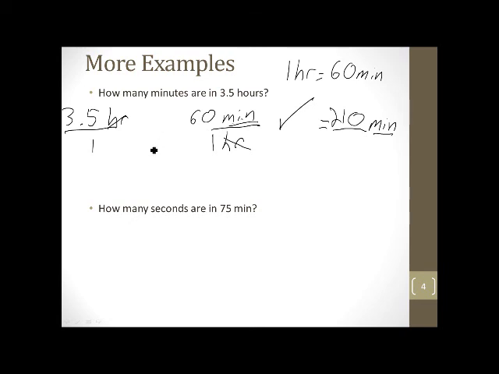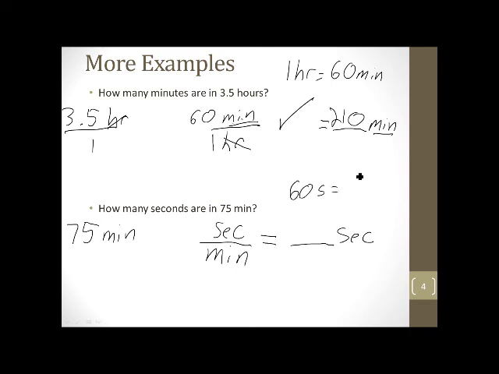One more here for today. How many seconds are in 75 minutes? Pause and set it up. All right, let's see how you do. So we have 75 minutes equals some number of seconds. Now let's see what you want over what you got, which is minutes. How many seconds per minute? Well, 60 seconds equals 1 minute. So 60 goes in front of seconds. One goes in front of minutes. Our minutes are going to cancel out. We're left with just seconds, which is what we want. And 75 times 60 is equal to 4,500.